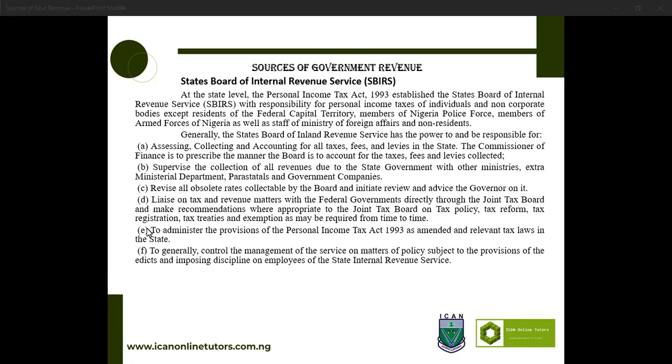Also, to administer the provisions of the Personal Income Tax Act of 1993 as amended and relevant tax laws in the state. And lastly, to generally control the management of the service on matters of policy, subject to the provisions of the edicts and imposing discipline on employees of the state's internal revenue services.